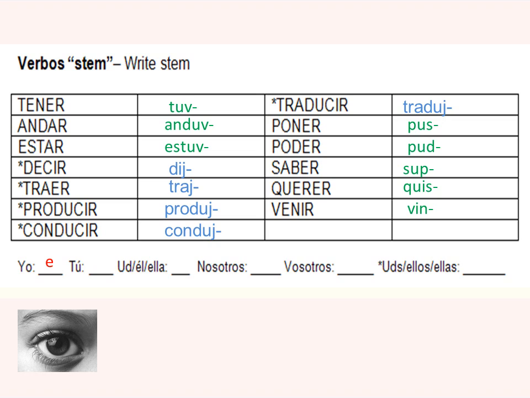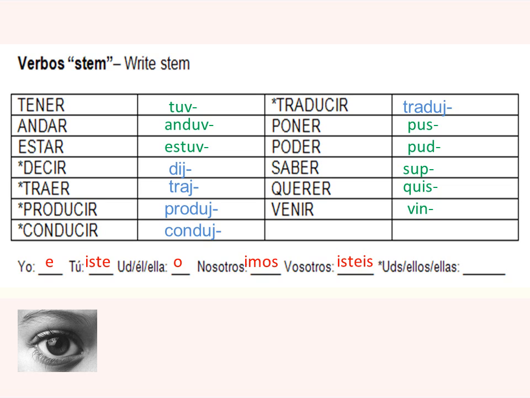The yo form is going to end with e. Tuve, anduve, estuve, dije, traje, produje. Hopefully you get the point. The tú form endings are iste: tuviste, pusiste, pudiste. Oh, and notice that there's no accent. Tuvo, anduvo, estuvo. Imos, so even if it's an AR verb, it has an IMOS ending. Amazing. Crazy Spaniards.